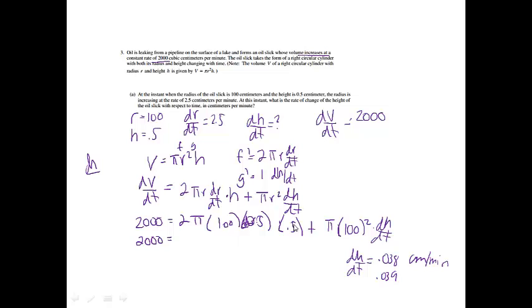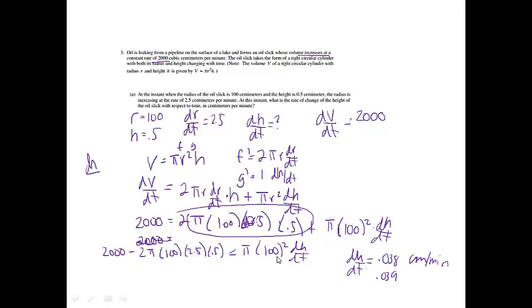If you'd like to see this worked out, I guess I'll do it without using a calculator. I know that I need to move this over to the other side, so this will be 2,000 minus whatever this answer turns out to be. It'll be 2 pi times 100 times 2.5 times 0.5, and then it will equal pi times 100 squared dh/dt. And then to solve for that, whatever this answer is, we'll divide it by pi times 100 squared, and that should give you the 0.038 or the 0.039.